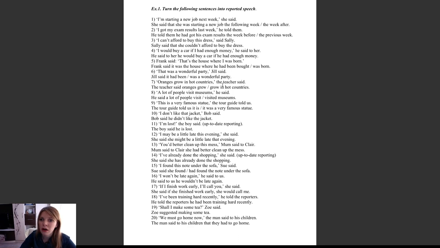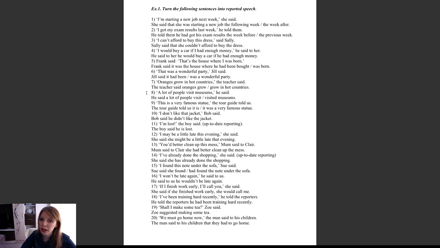"Oranges grew in hot countries," the teacher said. The teacher said oranges grew or oranges grow in hot countries. Both variants are possible. Why? Because it is a general truth, or rather a law of nature. Oranges need hot climate. So you can leave the verb the way it is in the original sentence.